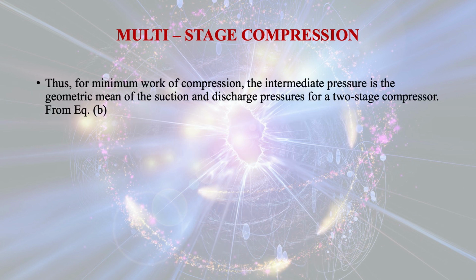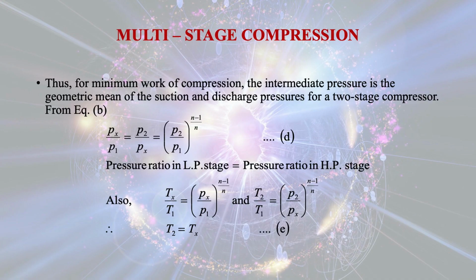Thus, for minimum work of compression, the intermediate pressure is the geometric mean of the suction and discharge pressure for a two-stage compression. So finally we will get Px by P1 is equal to P2 by Px is equal to P2 by P1 whole to the power n minus 1 by n. Therefore, Tx by T1 is equal to Px by P1 whole to the power n minus 1 by n, and T2 by T1 is equal to P2 by Px whole to the power n minus 1 by n.